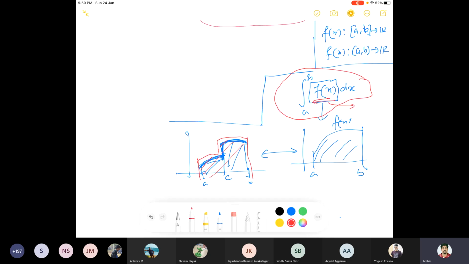Okay, is it necessary? And the answer is, you'll be surprised to know, maybe if you don't know, that it is not necessary. In fact, even if a function f is discontinuous at countably infinitely many points, or countable points, so that means it could be discontinuous at a finite number of points, or countably infinitely many points, still the area will be the same.